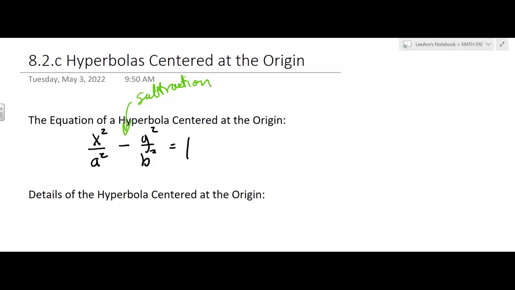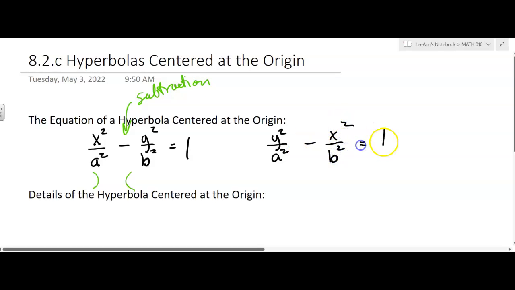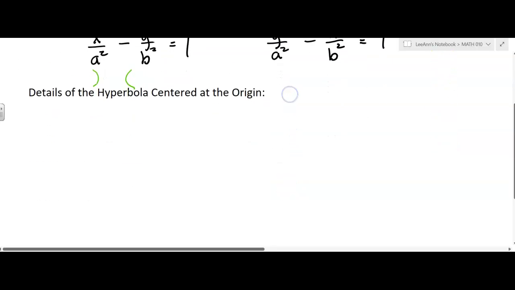Okay, now this kind, where x squared is first, those are going to open to the side. That's going to be a side-to-side hyperbola. Okay? The other equation, you probably guess, is y squared over a squared minus x squared over b squared equals 1. Those kind are going to open up and down. Okay, so you know subtraction is not commutative. It makes a difference which one's coming first in these equations because of the subtraction. Okay, so now we'll go through the details, hopefully.